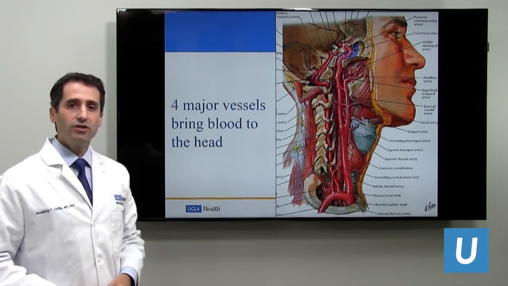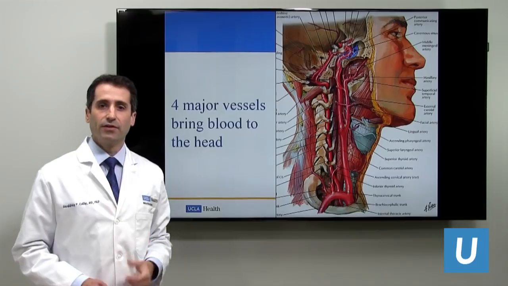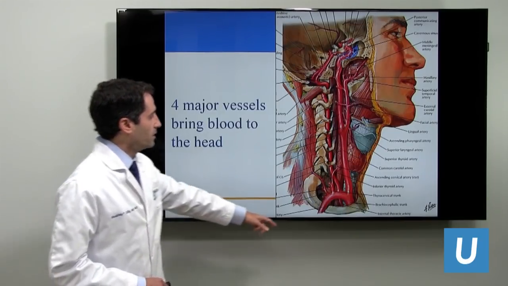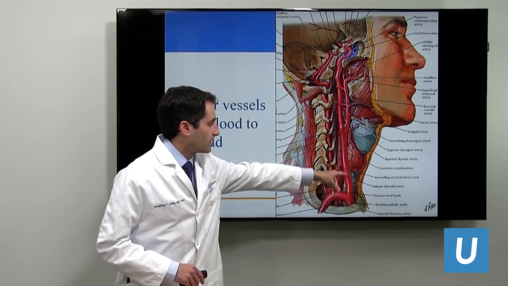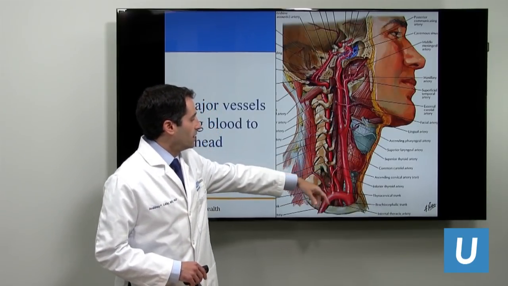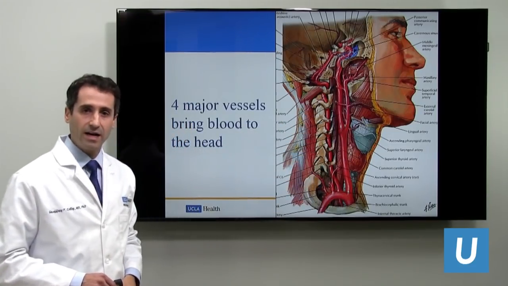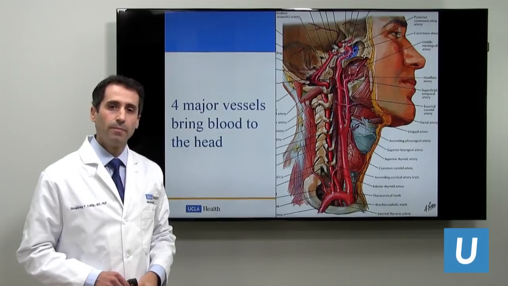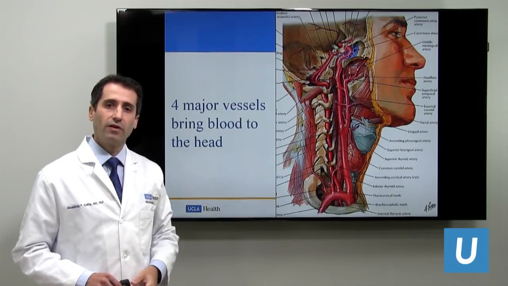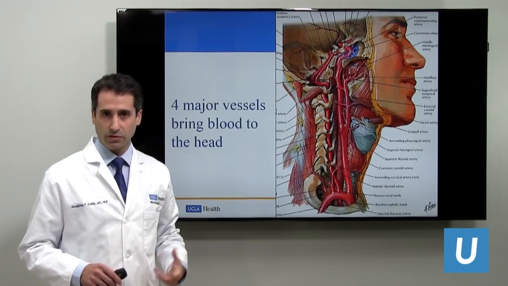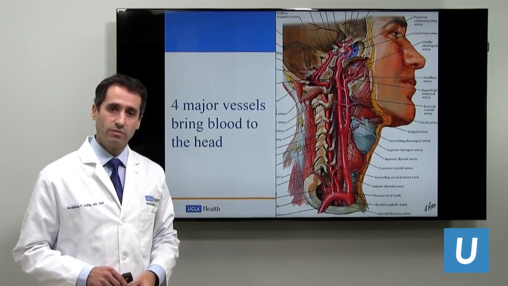So there are four major blood vessels that bring blood and nourishment to the head and to the brain. There are two carotid arteries that occur in the front of the neck. There's a right carotid artery and a left carotid artery. And there's also two vertebral arteries that course in the bone on the side of the spine that goes up to the head. And these four vessels are very important. They bring all the blood to the head and to the brain, and these are the vessels which many of the aneurysms arise from.